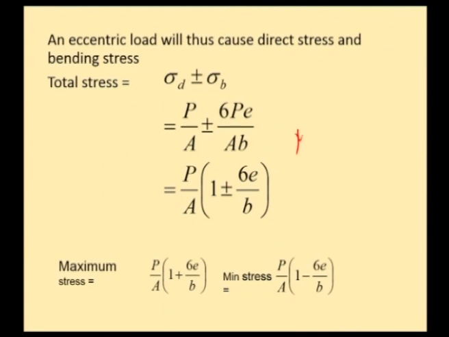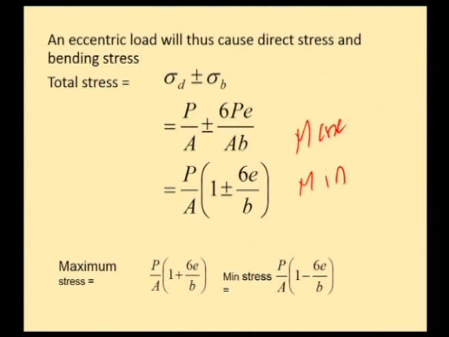Now, if we have direct stress and bending stress, then we will have to sum them up. If I want the total stress, I will have to sum up the direct and bending stress. We will be interested in the maximum stress produced, and similarly, we will also be interested in the minimum stress produced. So, the maximum stress will be the summation of direct stress and bending stress, and the minimum stress will be the difference between these two, the direct and bending stress.